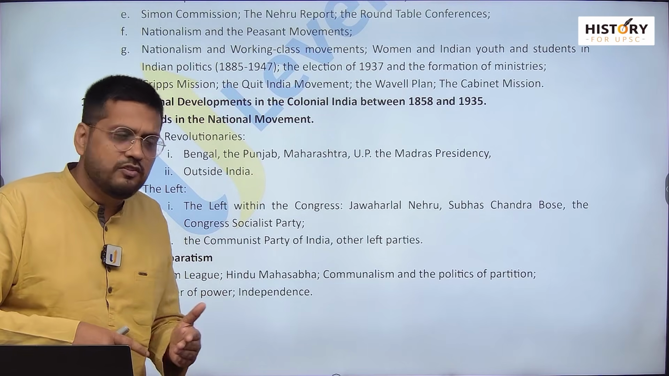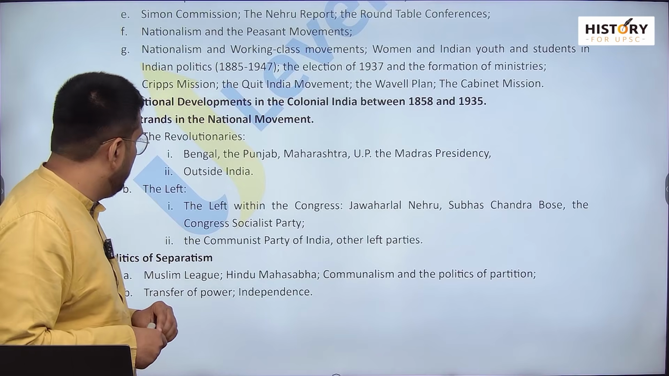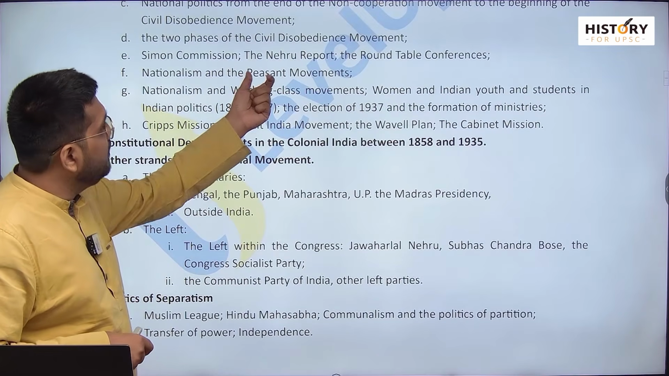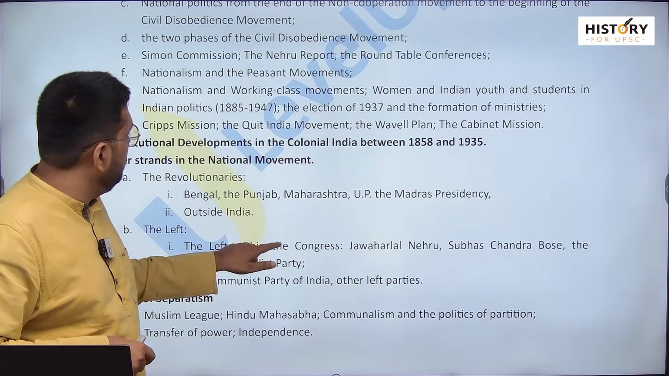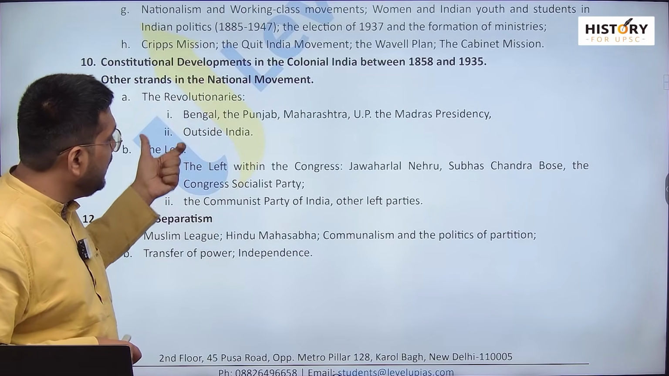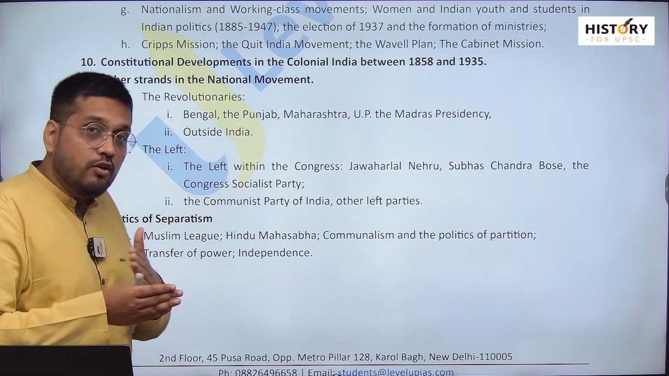वो सारी चीजें जो है हमें यहाँ देखनी है. We'll focus here, for example, on peasant movement, on working class movement, women's movement. Then we also focus on Krantikari movement and left movement, etc. So these are all parallel strands.